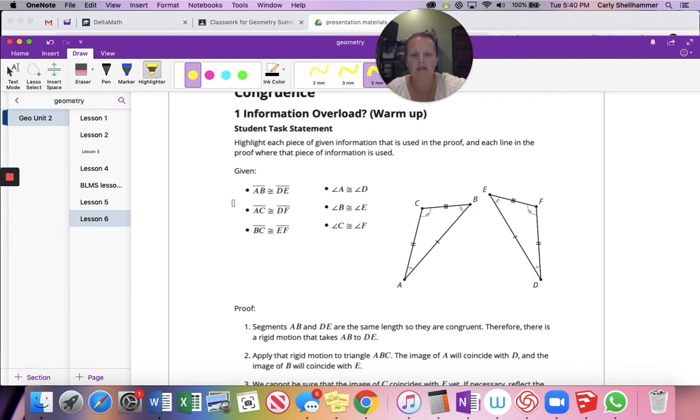Segments AB and DE are the same length, so they're congruent. So AB is congruent to DE, which needs to be highlighted. Therefore, there is a rigid motion that takes AB to DE. Apply the rigid motion to triangle ABC. The image of A will coincide with D, and the image of B will coincide with E. So that means we know that angle A is congruent to D, and B is congruent to E. We need to highlight those also.